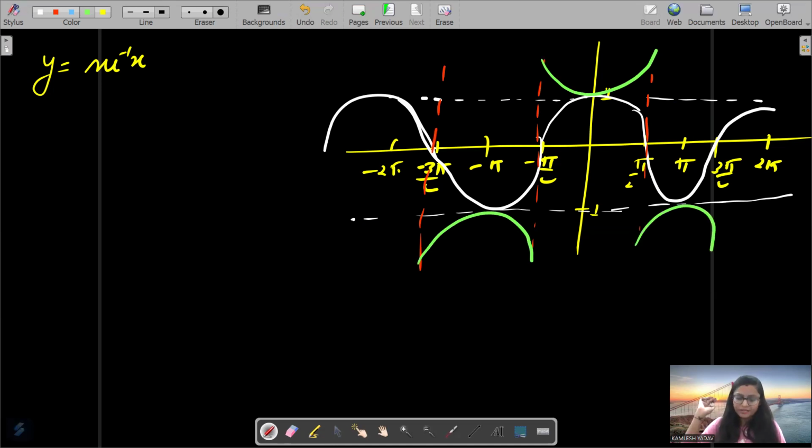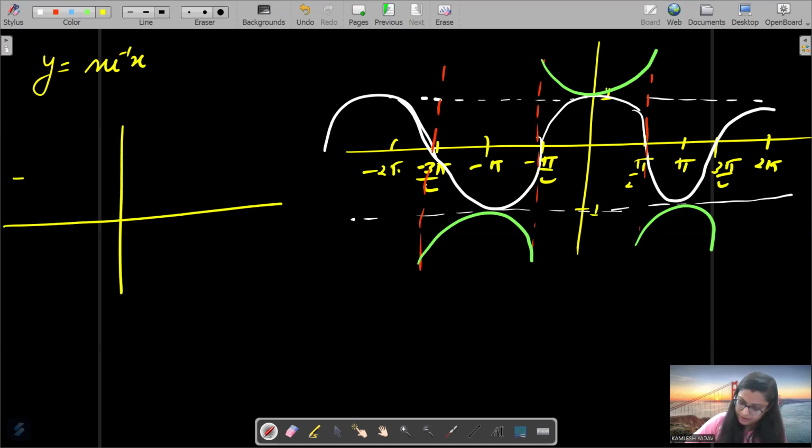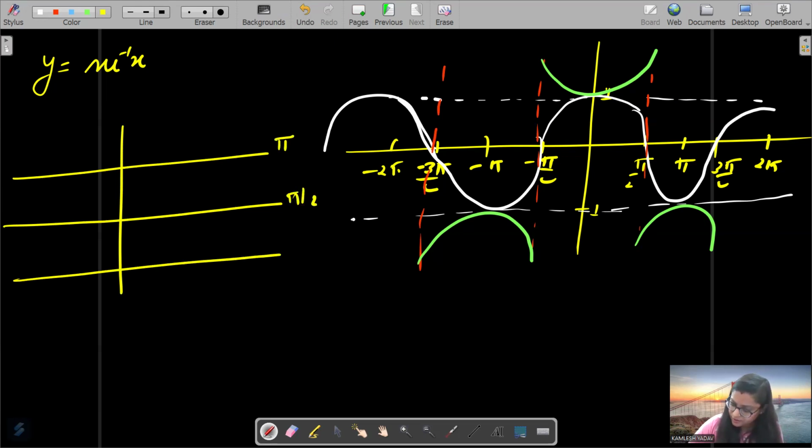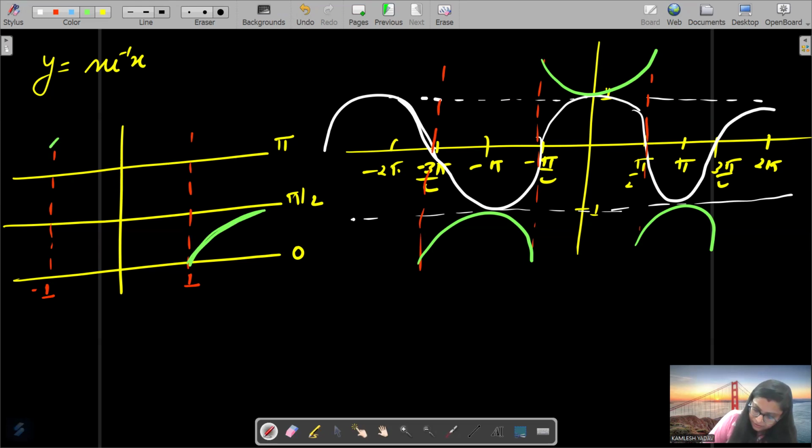Now we draw the graph of sec inverse x. Okay. This is pi, this is pi by 2, and 0. This is the point 1 and this is the point minus 1. So now we draw the inverse image, like this way and this way.